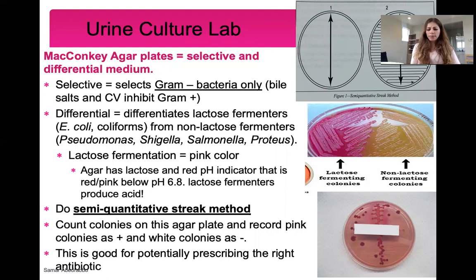Remember, bacteria, some can ferment lactose, they can metabolize it, and some cannot. Lactose fermenters indicate coliforms, which are basically bacteria in feces, E. coli, different organisms. Non-lactose fermenters include Pseudomonas, Shigella, Salmonella, Proteus. And when lactose is fermented on Kaneki agar, you get a pink color. So if you grow bacteria on Kaneki agar and it's pink, you know that your bacteria are lactose fermenters. If it's white, colorless, they're non-lactose fermenters.